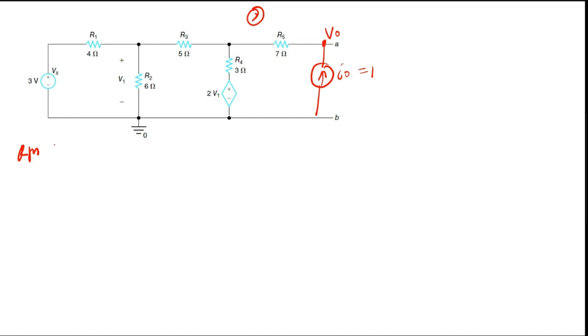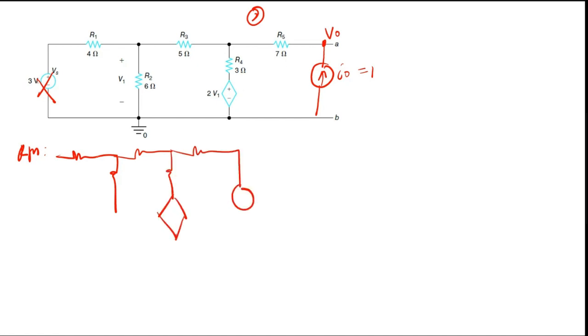Okay, when you draw the circuit again, you need to turn off the sources. So when you draw the circuit again, you will get, let's say, this is your circuit.